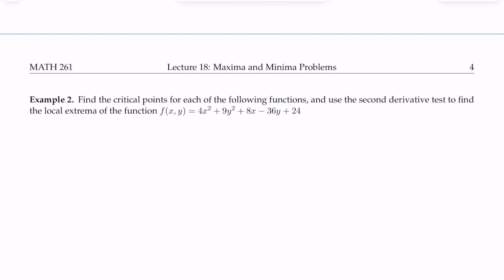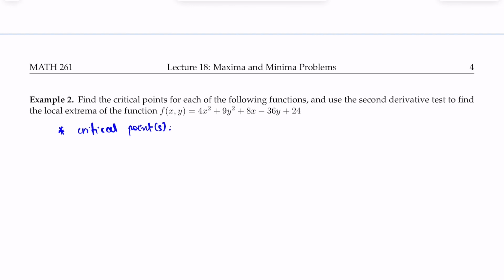So here's the procedure. The first thing that we need to do is to find the critical point of the functions. To find the critical point, you take the partial derivative of the function with respect to x, set that equal to 0, and solve for the corresponding x value. Then you take the partial derivative of the function with respect to y, set that equal to 0, and find the corresponding y value.